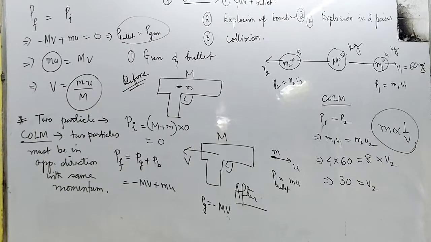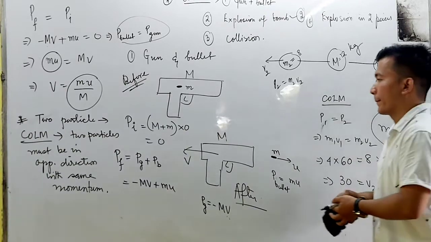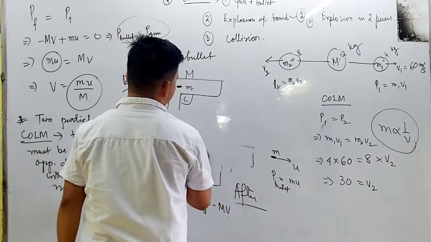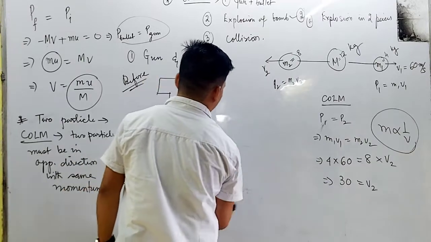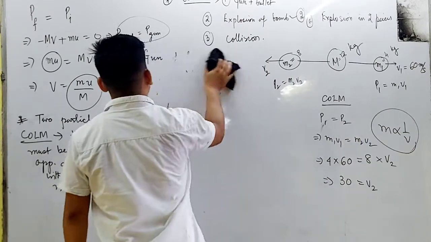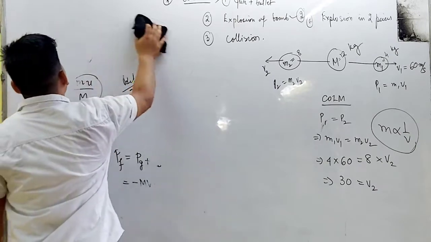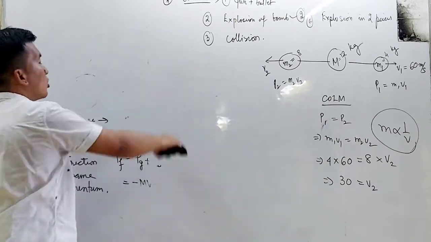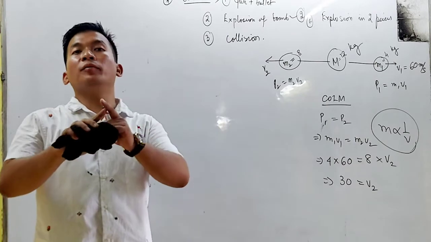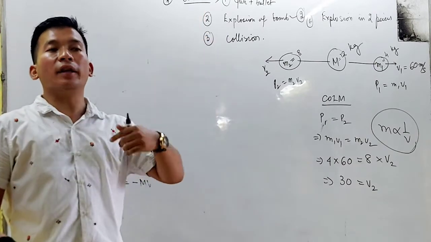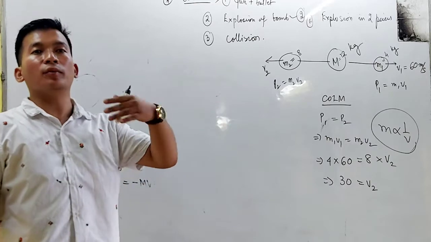Now, the most important one will be explosion into 3 pieces. This is important. Most likely, two fragments will be moving perpendicularly and the other fragment will be moving in which direction, and you have to calculate the value.